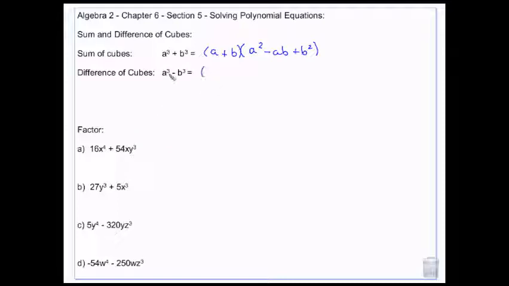And then if it's a difference of cubes, it's a minus b times a squared plus ab plus b squared. So these signs match in the first, and then the opposite in the second, and then those are both plus.